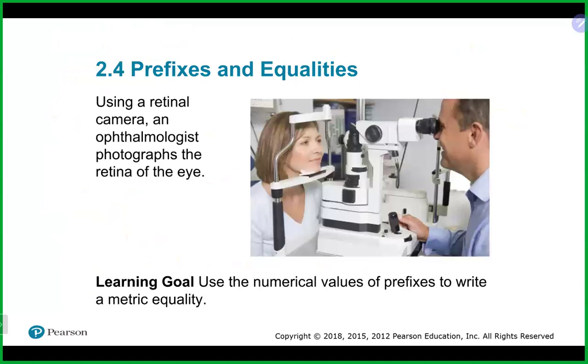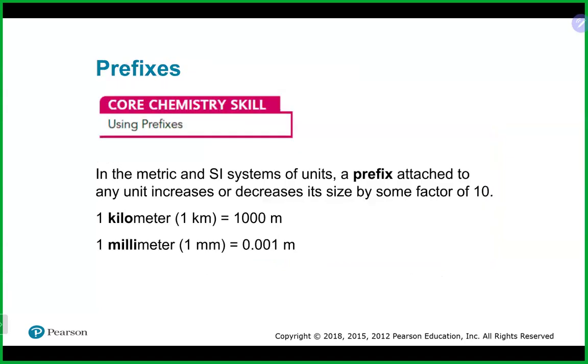Inequalities. So with the metric system, there's a lot of prefixes that are used. And we will definitely use prefixes, and we want to make sure that we understand how to do them correctly. So for example, kilo is a prefix, and 1 kilometer is 1,000 meters. Milli is a prefix. 1 millimeter is 0.001 meters.